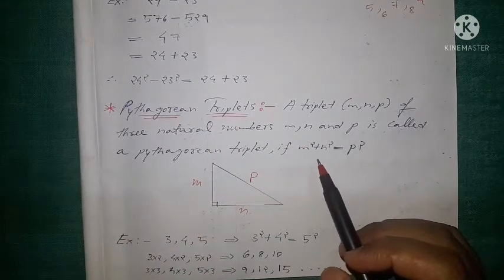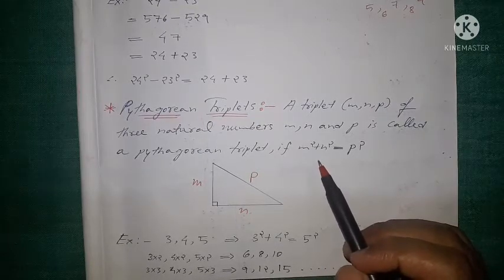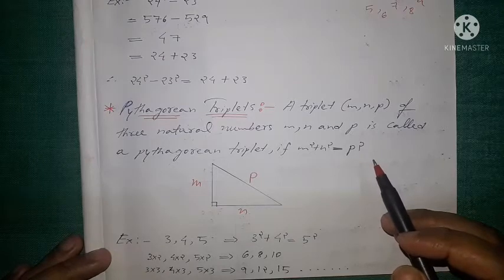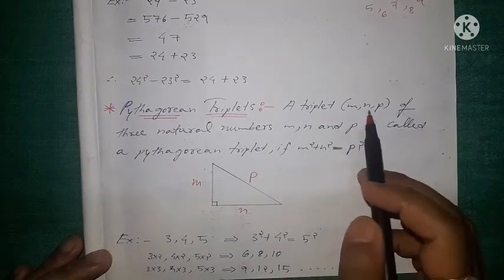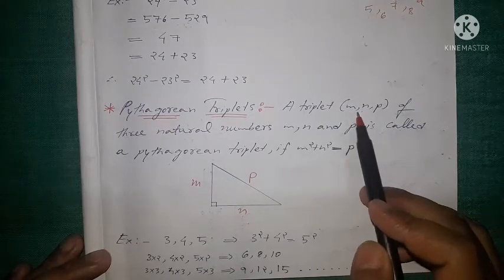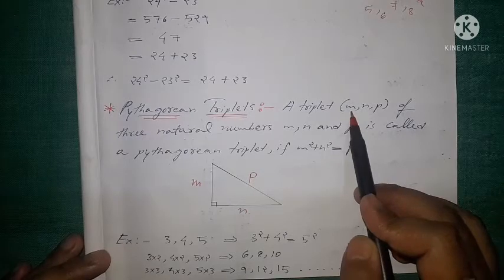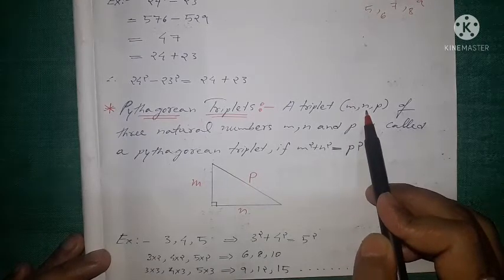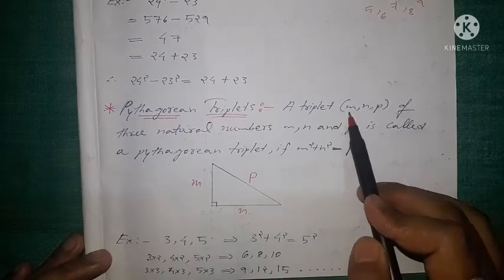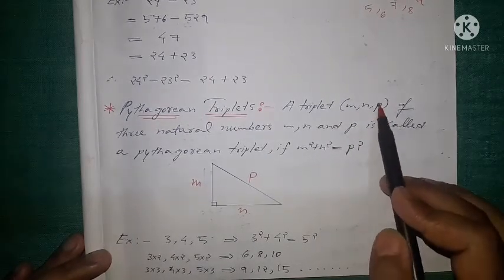in a right angle triangle, the altitude square plus base square is equal to hypotenuse square. So similar is the case here. That means the first two numbers, if one of them represents the base and one of them represents the height of the right angle triangle, then the sum of their squares, that is m square plus n square, is equal to the third one, that is the hypotenuse square.